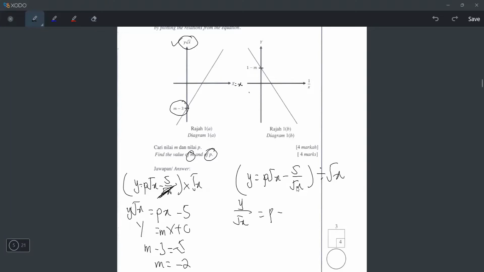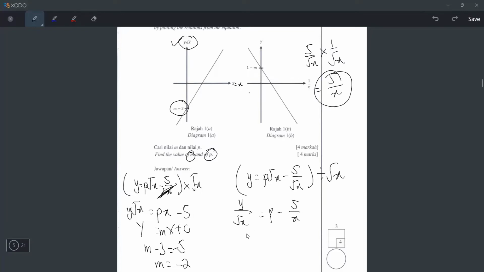And what is 5 over square root x divided by square root x? I'll tell you, 5 over x. Because 5 over square root x, divided by square root x is actually times 1 over square root x. Agree? And top times top, bottom times bottom. And you know square root x times square root x, the square root will disappear. That's why it's just 5 over x.